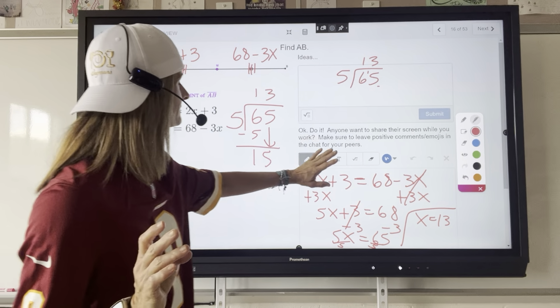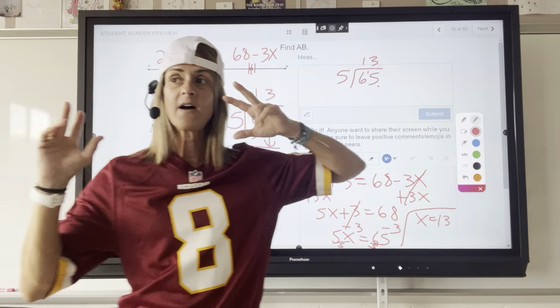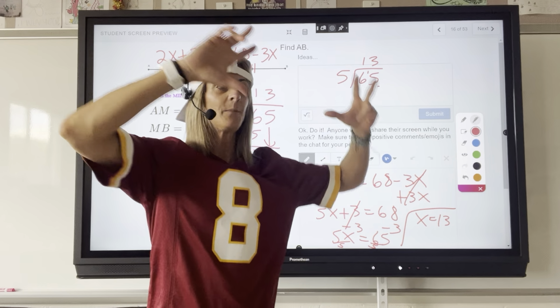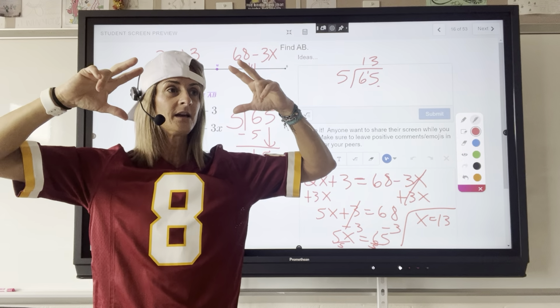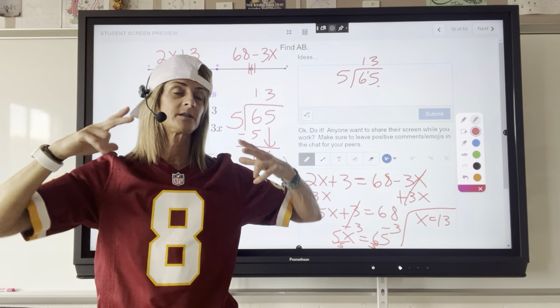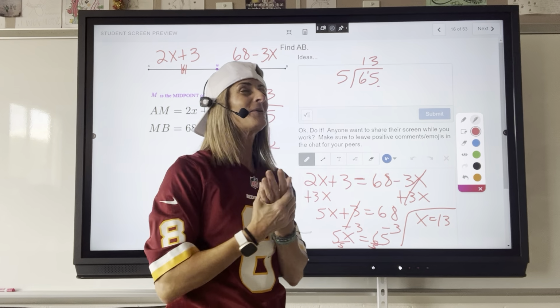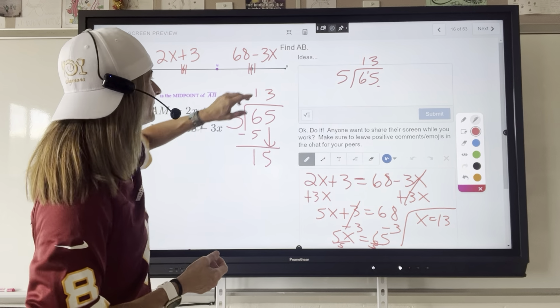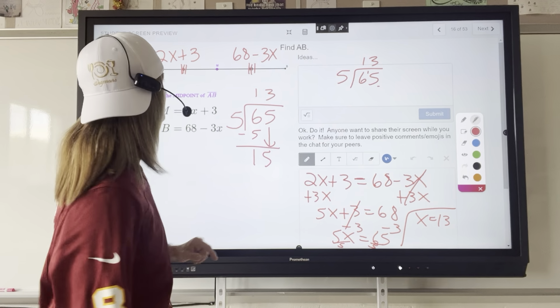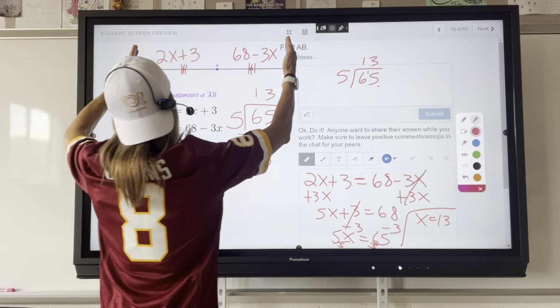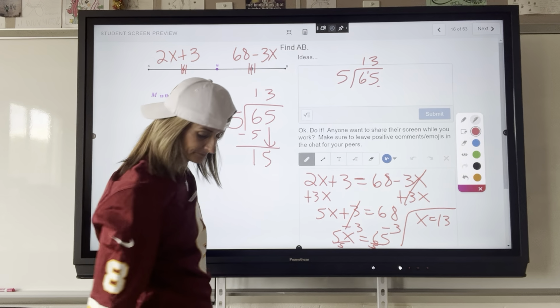We solve for x. Then as soon as we find x, we have to go up to the top of the problem and read the problem again and see if that's what it's asking for, because sometimes it is asking for the value of x, and we're done. But today we're not done, because it's asking for us to find AB, the length of AB. AB is the entire segment.